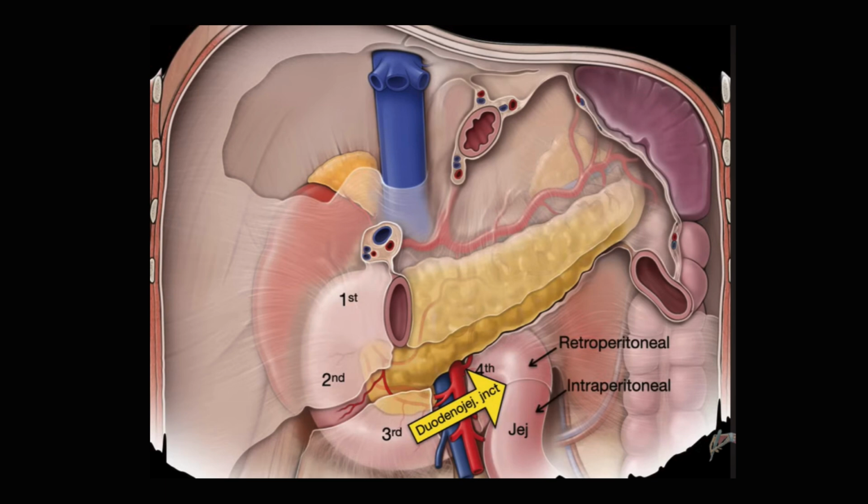Now, here you can see a clearer diagram. You can see how that part is retroperitoneal and then followed by intraperitoneal. You can see the different layers. This one is much whiter, and this one is a bit less white. And then you can see the duodenojejunal junction right there.